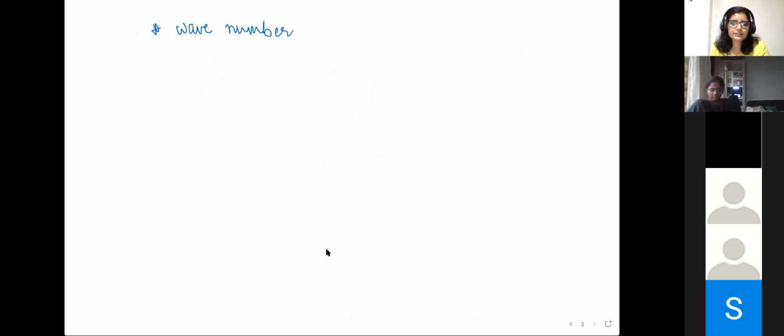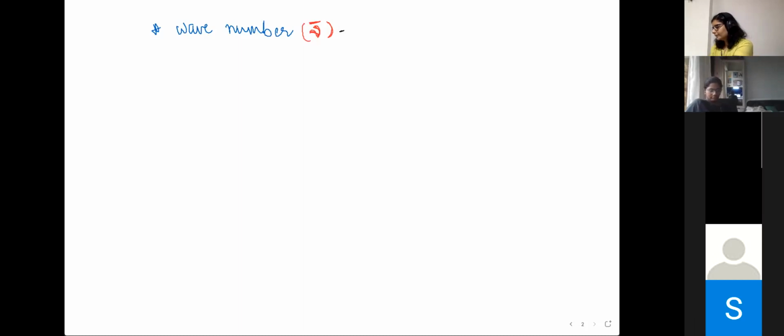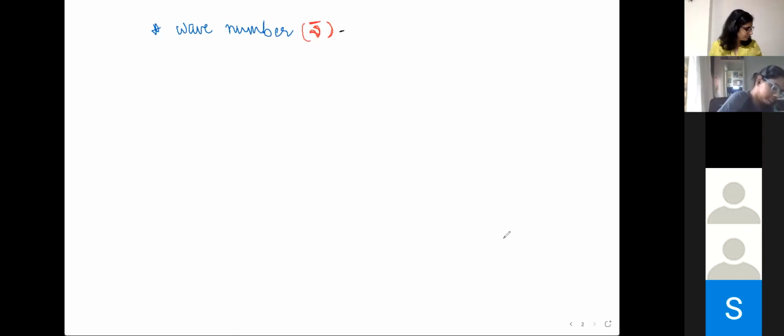So wave number is represented by nu bar. Just nu is frequency. If there is a bar over it, nu bar, that's wave number. Can anyone try and figure out what wave number can be? What it would be? Number of waves in a given time period. Number of waves in a given time period is frequency, right? I think wave number is the reciprocal of wavelength. Yes, Kaveri, correct. So wave number is the reciprocal of wavelength.